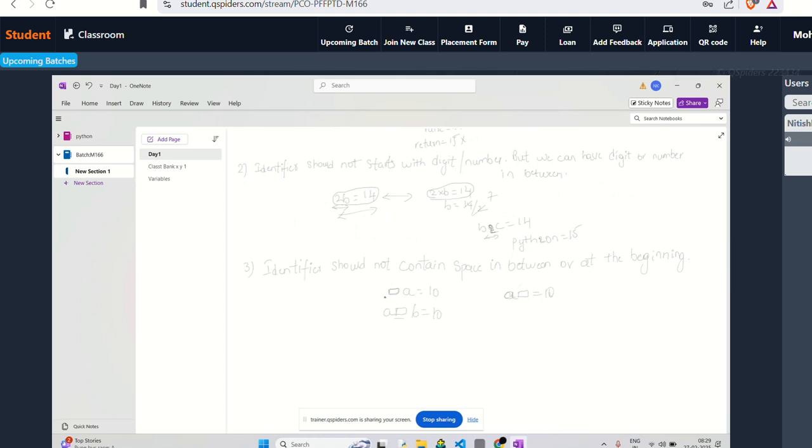Why? Because if I give space like this first, interpreter will assume that this is the end of the variable name. It will not consider it. But at the ending, it will allow space like this, it will not give any error. Space at the beginning and in between, it will give error.